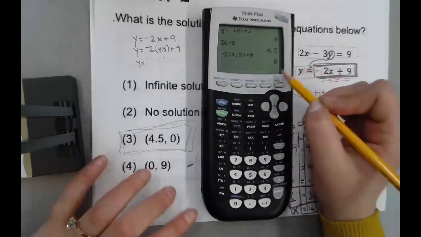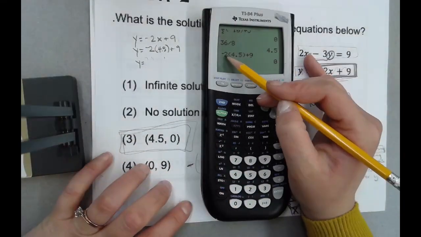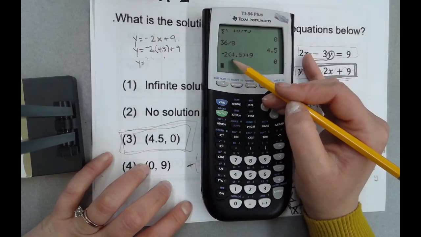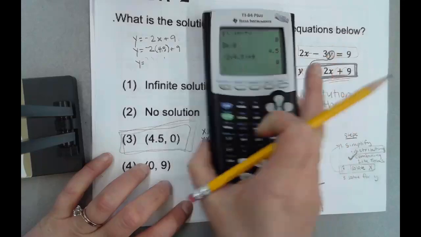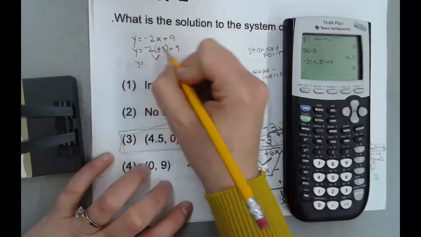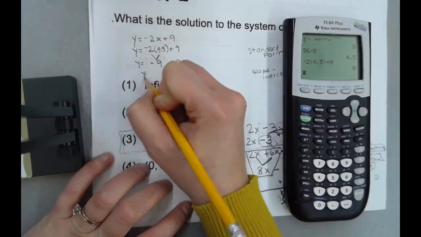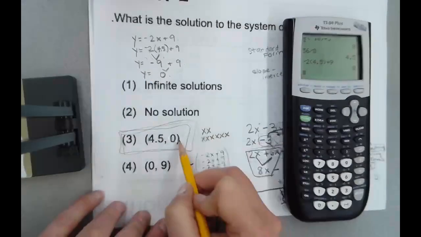But that's beautiful. That makes sense because negative 2 times 4.5 is a negative 9. Negative 9 plus 9 then is 0. So that makes sense, right? Negative 2 times 4.5 is a negative 9 plus 9, y equals 0. And bam, look at that.